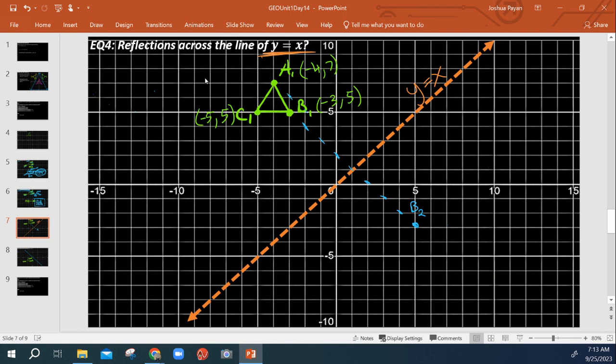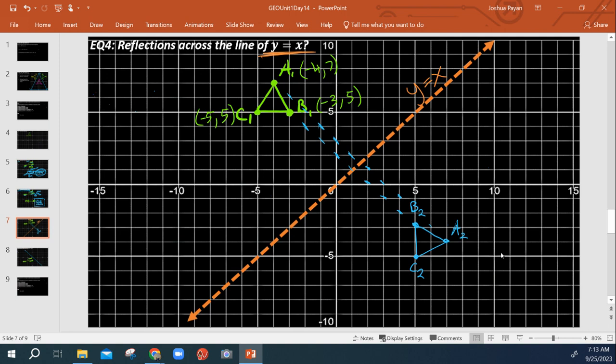Let's count A now. So 1, 2, 3, 4, 5. 5.5. Okay, so there's our half. 1, 2, 3, 4, 5. So we know A2 is going to be there. And C, well, we can just guesstimate. We know C is going to have to be 2 away from where B is at. Okay, so we see the symmetry there.